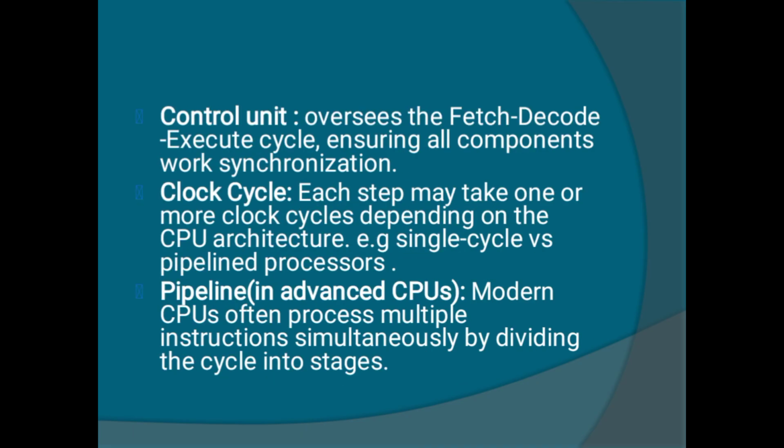The control unit oversees the fetch, decode, execute cycle, ensuring all components work in synchronization. Clock cycle: each step may take one or more clock cycles depending on the CPU architecture. Example: single cycle versus pipelined processors. Pipeline: in advanced CPUs, modern CPUs often process multiple instructions simultaneously by dividing the cycle into stages.